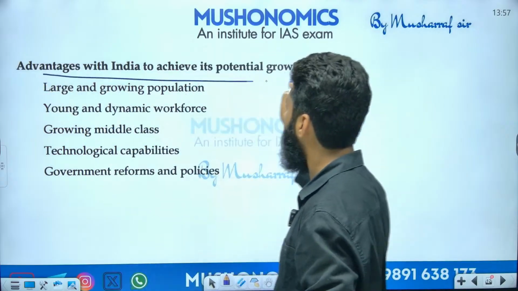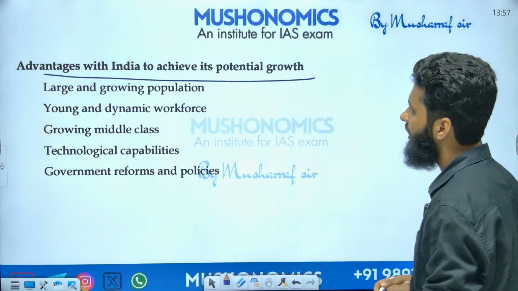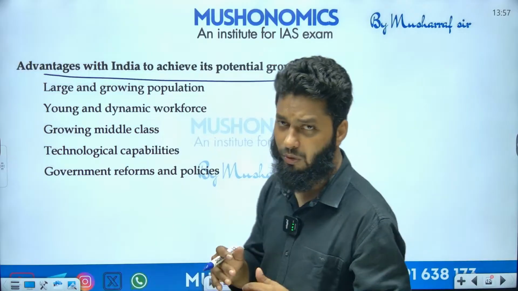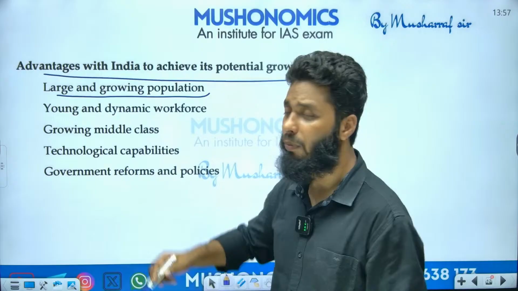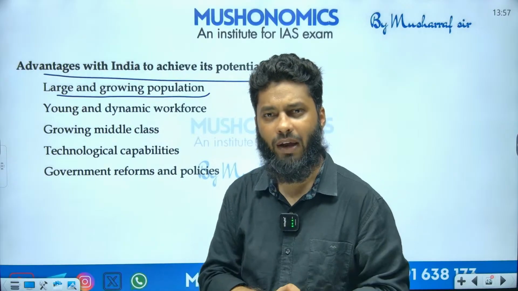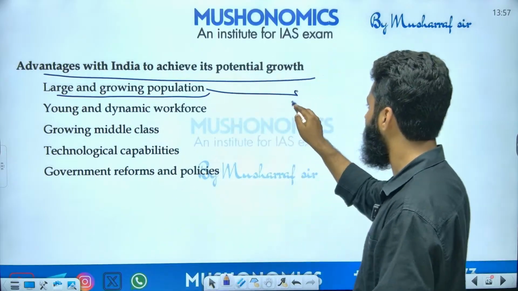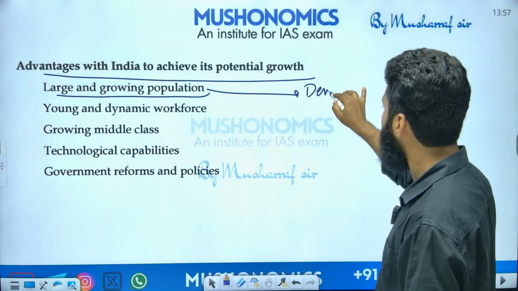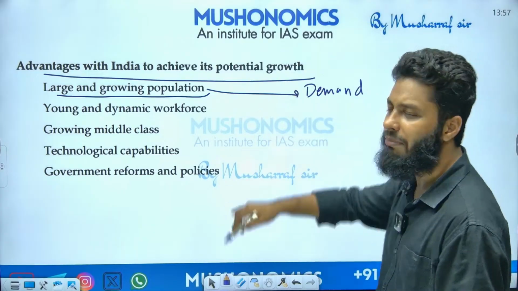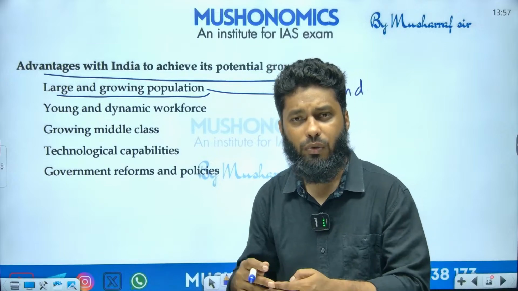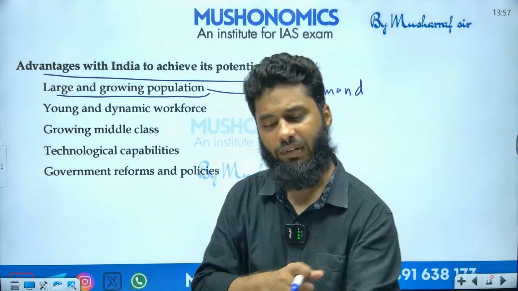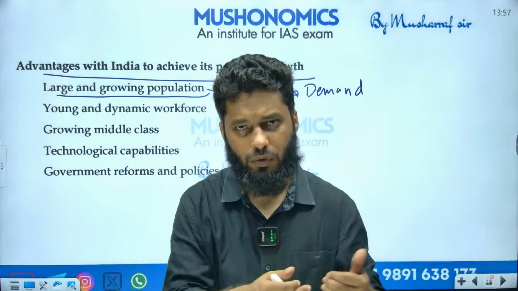For example, the advantages with India to achieve its potential growth. What sort of advantages are we having? For example, this large and growing population. When we have enough population, what does it mean? It means that there is a demand in the economy, right? Labor force availability is there, demand is there, so we don't have to find other markets. If we export, that is good for the economy.